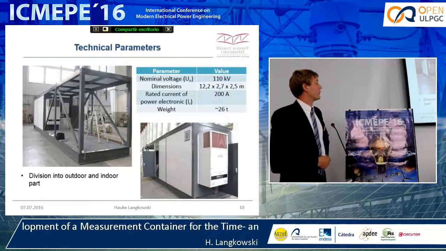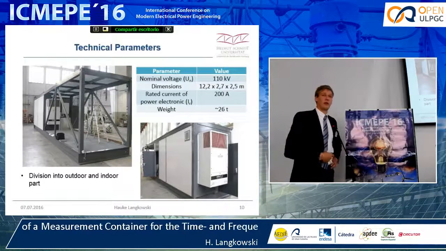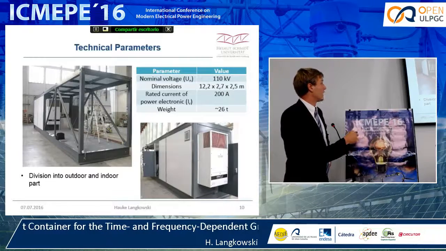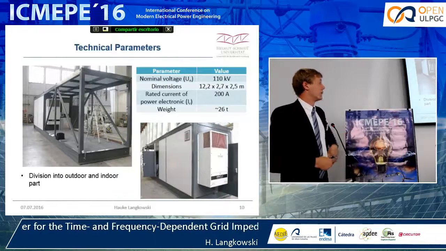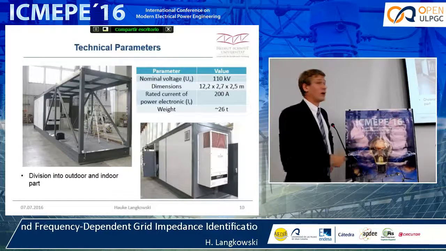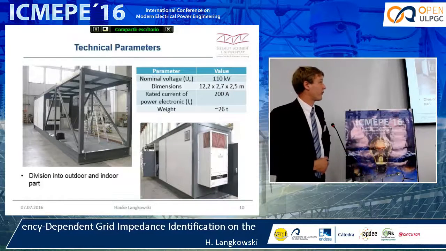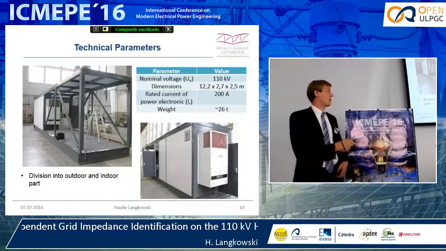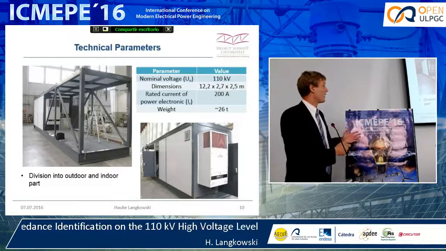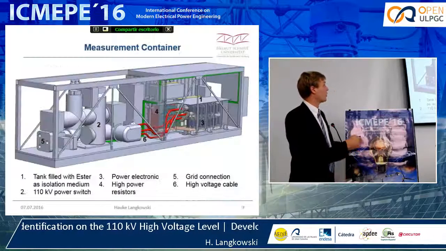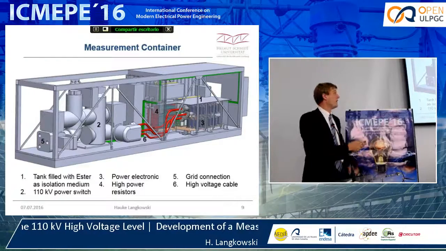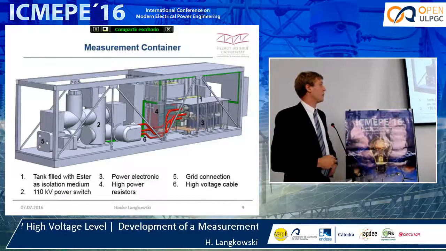And yes, you can see a picture of our current measurement container. We have here, of course, also air conditioning and so on. A very high weight of 26 tons. It's basically, from the dimensions, a normal 40-foot container, where there's a division into an outdoor part here on the left side, where there's a power switch, and an indoor part where there's a power electronic.